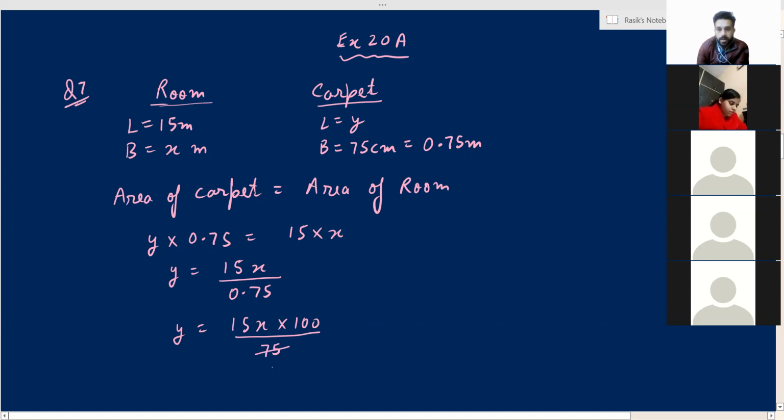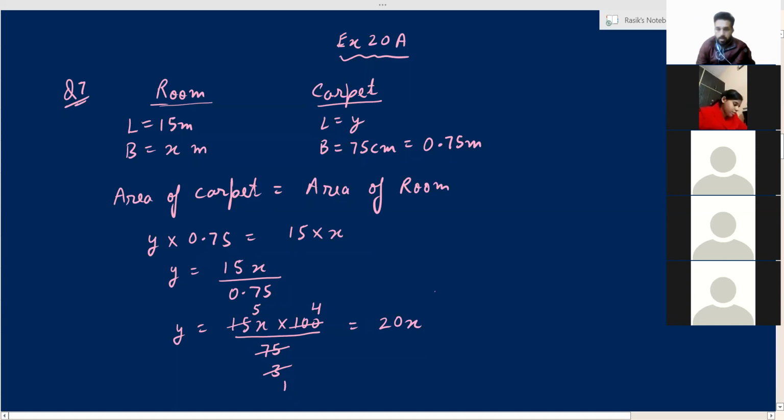75 divided by 25 is 3. 100 divided by 25 is 4. Now 3 and 15 you can divide, you get 5 in the numerator. So this gives you 20x. This is the length of the carpet in terms of x.